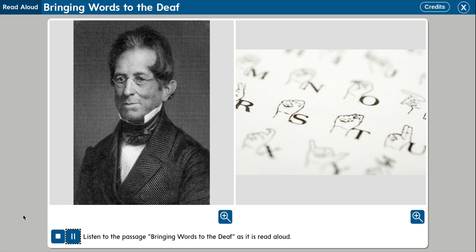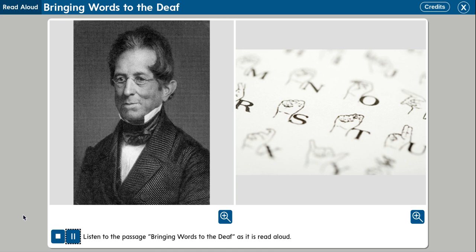Gallaudet meets Laurent Clair. Laurent Clair was born in 1785 in France. When he was only a year old, he fell from a chair, and the blow caused him to become deaf. Later, he was sent to a school for the deaf in Paris, where he began to learn sign language. As a young man, he would become a teacher at the school.